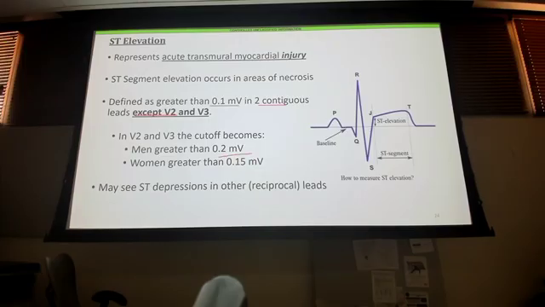If you have a female, you get 1.5 millimeters, or 1.5 of the small boxes, before you can call it a true ST elevation, in just V2, V3. If it's V1, or V4, 5, 6, you're looking at that 1 millimeter, as long as it's that 1 millimeter in 2 contiguous leads.